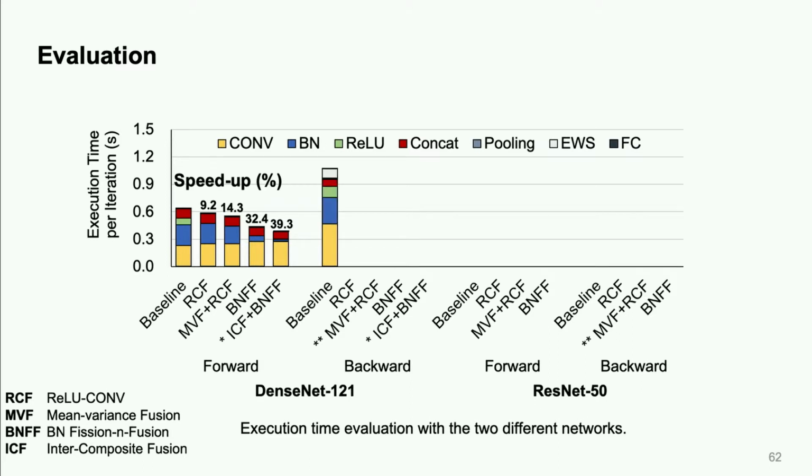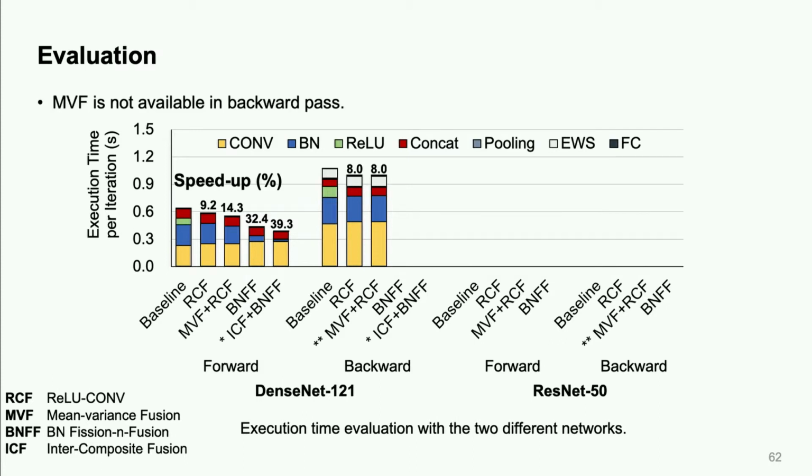And what about the backward? In the backward, we can also apply the RCF, ReLU convolution fusion, which brings a similar speedup to the forward case. However, MVF is not available in the backward case because we don't compute mean and variance in the backward case. There is no such fusion at the backward case. And after that, from the following two optimizations, we get smaller speedups compared to the forward pass, because the main reason is that at the backward pass we should read multiple feature maps from the forward several times, so the memory access reduction ratio was kind of diluted.